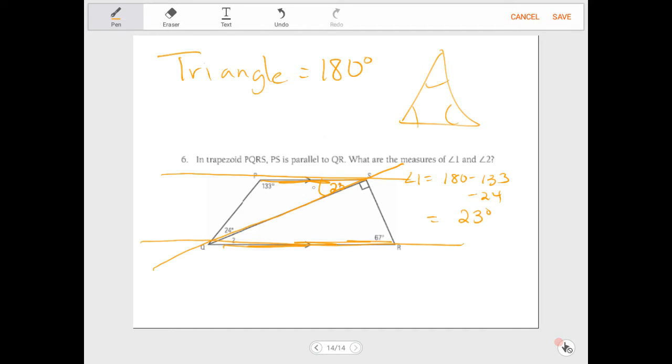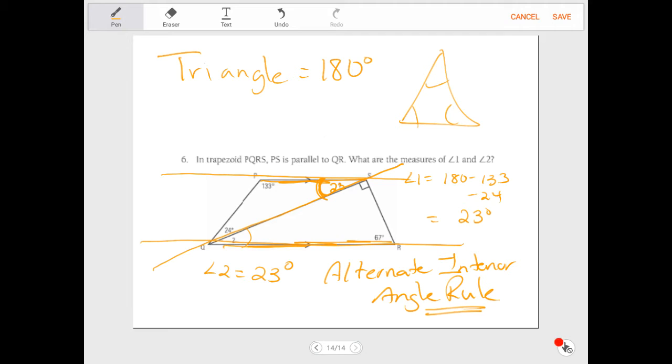There's our parallel. So look at that 23. Look at that 23. That is on the inside of the parallel lines. So is number 2. It's just on the alternate side of the transversal. So we know that angle 2 would also be 23 degrees. Why? Because of the alternate interior angle rule.